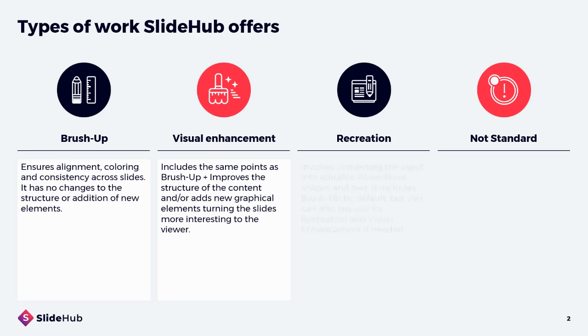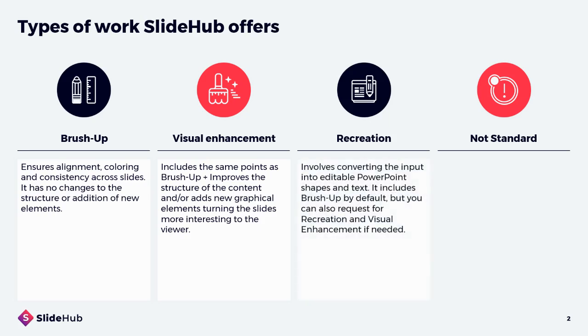Recreation involves converting the input into editable PowerPoint shapes and text. It includes brush-up by default, but you can also request for recreation and visual enhancement if needed. Recreation is usually used for handwritten notes, pictures, screenshots, post-it notes, photos of whiteboards, PDFs, and any other cases where content needs to be recreated.